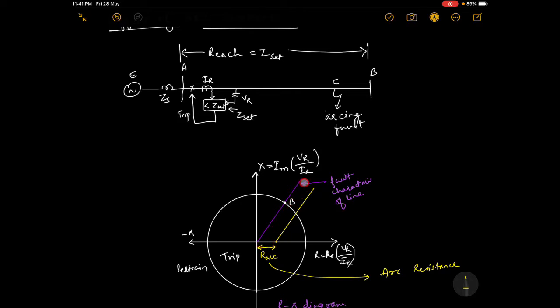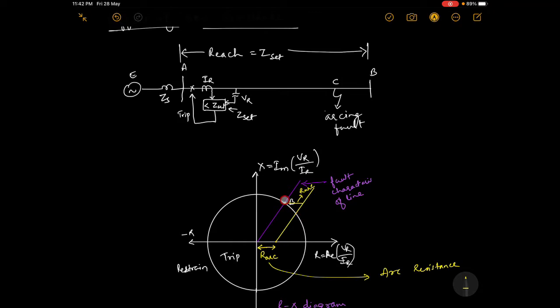Say for a 3-phase fault, there is no resistance. This was for a 3-phase fault, or a generic fault. But here, whenever a fault occurs, there will be some arc resistance. This was an ideal case, but this is a practical case. So that extra resistance will be added, so this will be shifted, and of course the impedance will be the same. So now this is the R arc, and the same R arc is here.